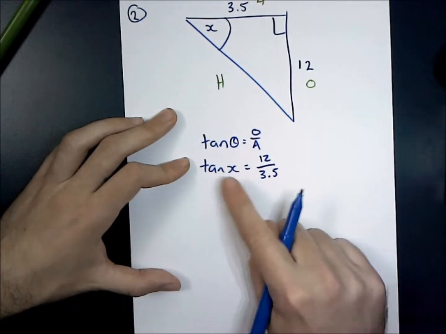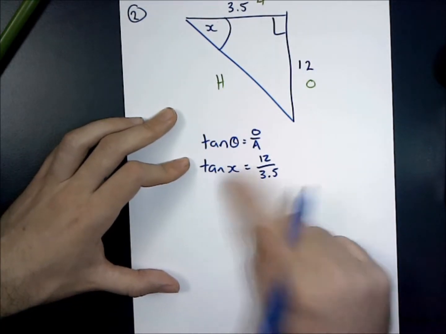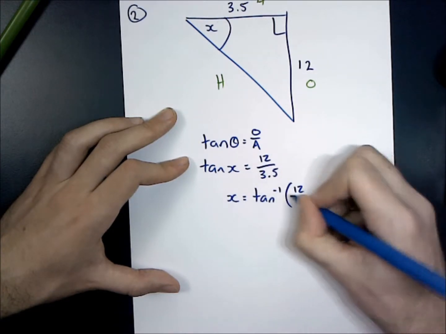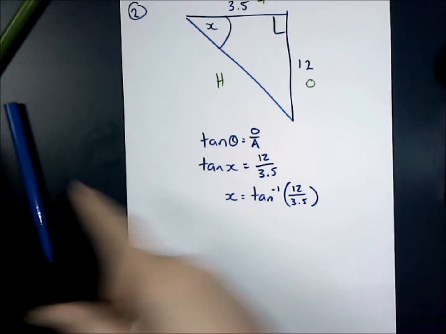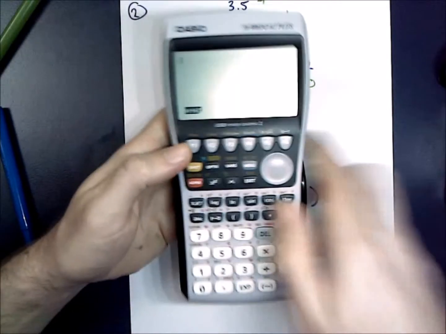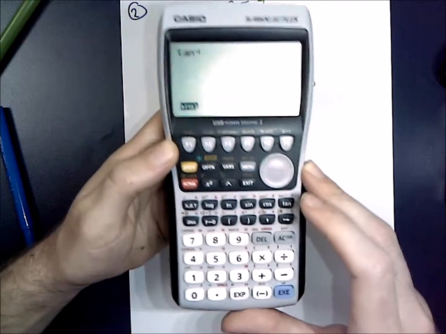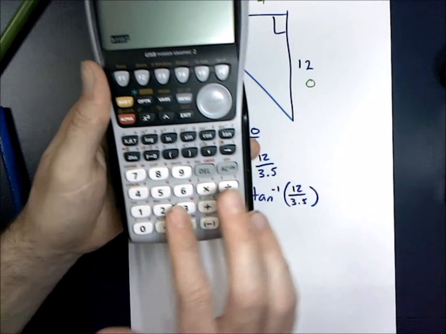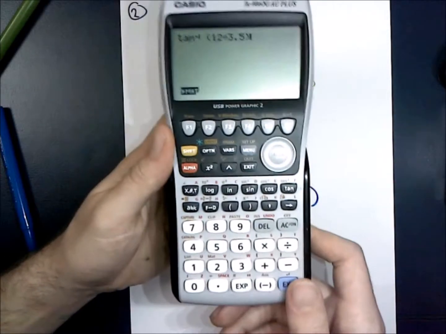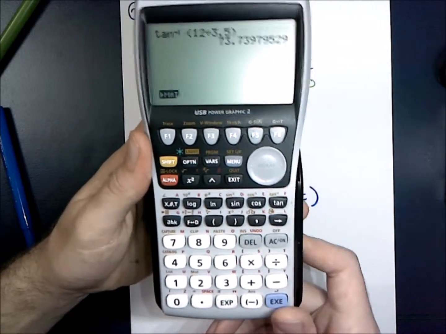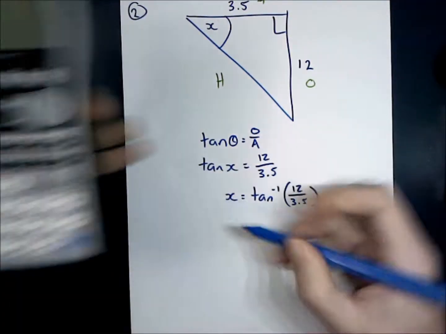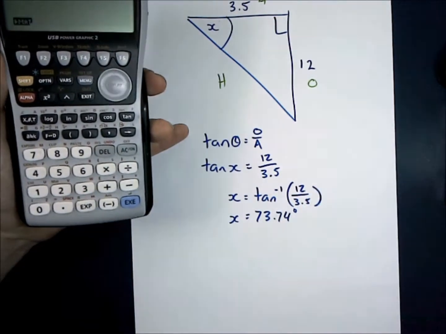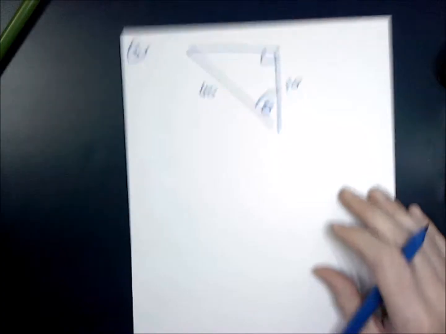Now what I need to do is separate the tan and the x, so I'm going to do the inverse tan. So it's going to be x equals tan -1 in brackets 12 divided by 3.5. I'll type that into the calculator. So it's a shift tan, so I've got inverse tan, and then I've got 12 divided by 3.5, and I end up getting an angle of 73.74 degrees if I round. So x is equal to 73.74 degrees. And I'll just do one more.